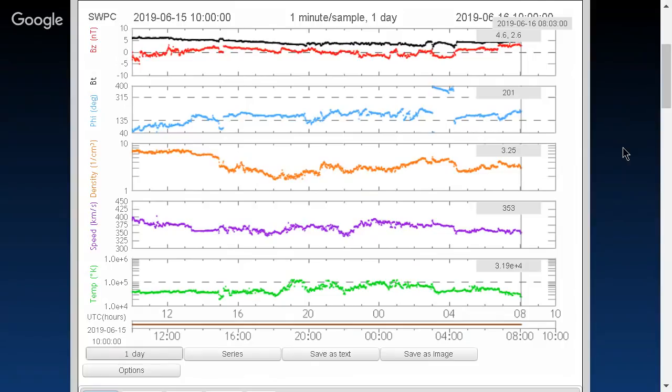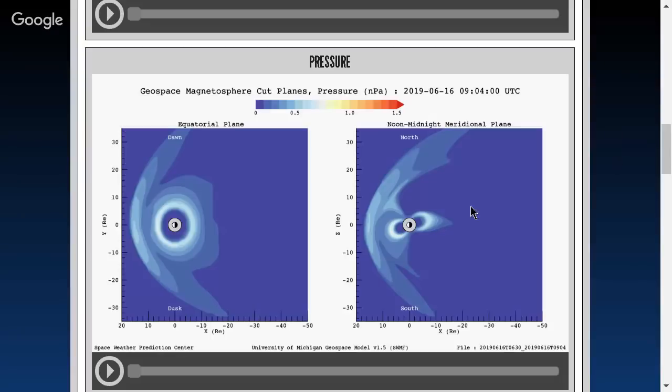Solar wind density all the way down to 3.25 protons per cubic centimeter. And solar wind speed is dropping. Now we are expecting a high-speed stream on the 18th, so in 2 days, from that coronal hole. And next segment, let's look at the magnetosphere movies.